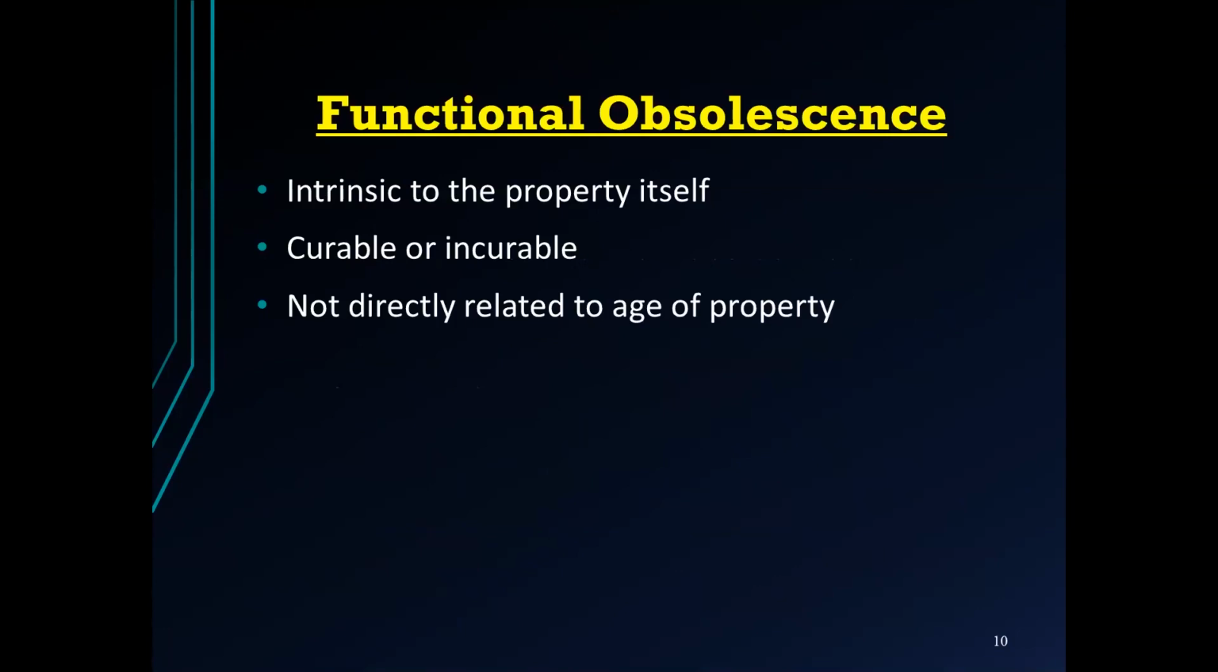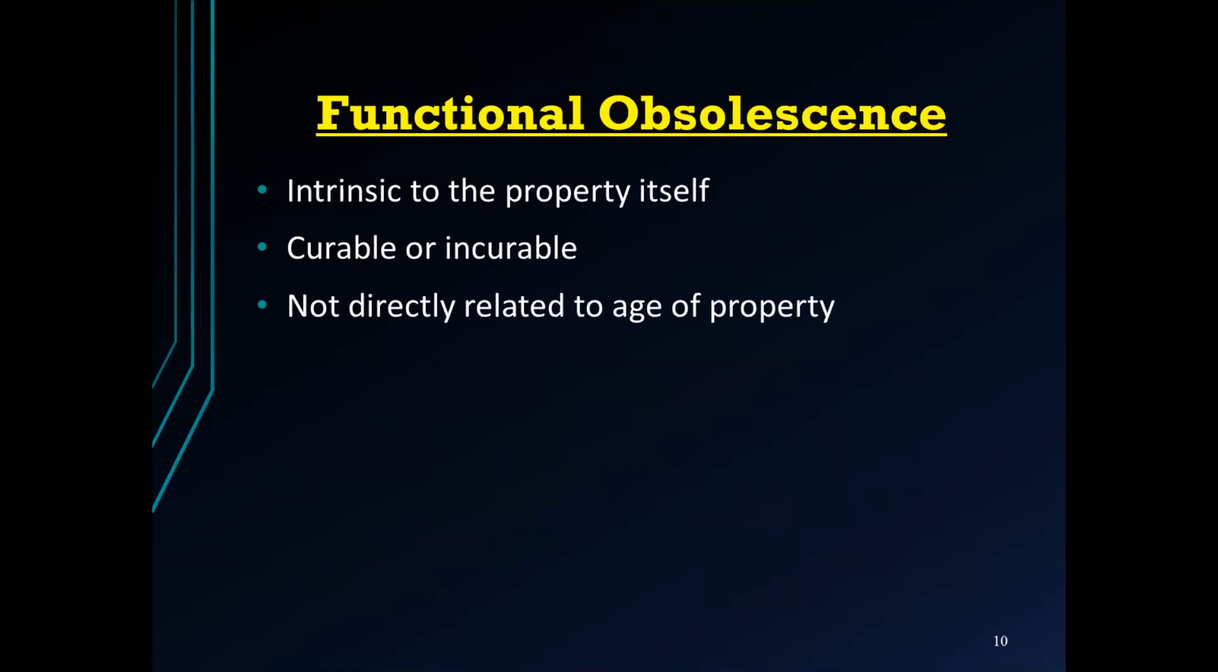The key to remember with functional obsolescence is that it is intrinsic to the property itself. The property itself is functionally obsolete. And this is going to be important to distinguish this from economic obsolescence. So with functional, it's intrinsic to the property itself. Functional obsolescence can also be curable or incurable. So you'll have to look at that cost to cure and see if it makes sense economically. And then it's not directly related to the age of the property. This is important to think of.